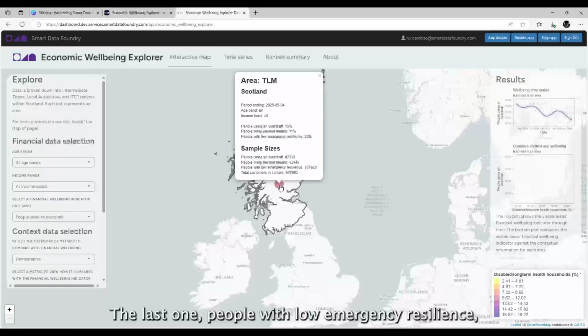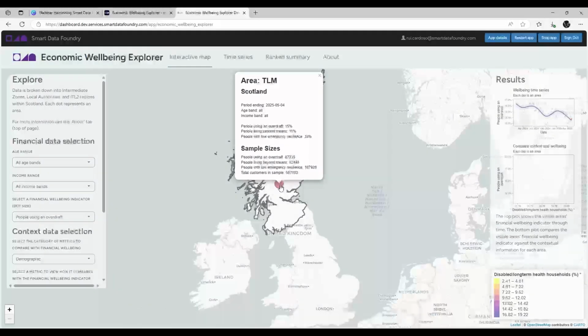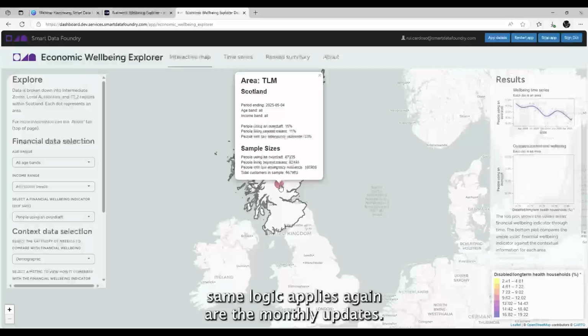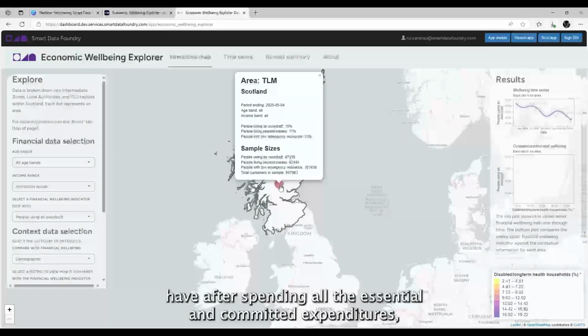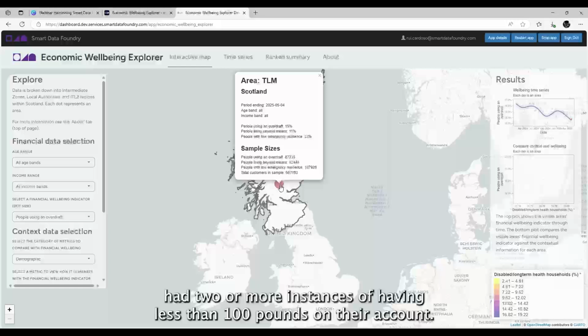The last one is people with low emergency resilience. The same logic applies again, with monthly updates. This one looks at how many people have had, after spending all the essential and committed expenditures, 2 or more instances of having less than £100 in their accounts.